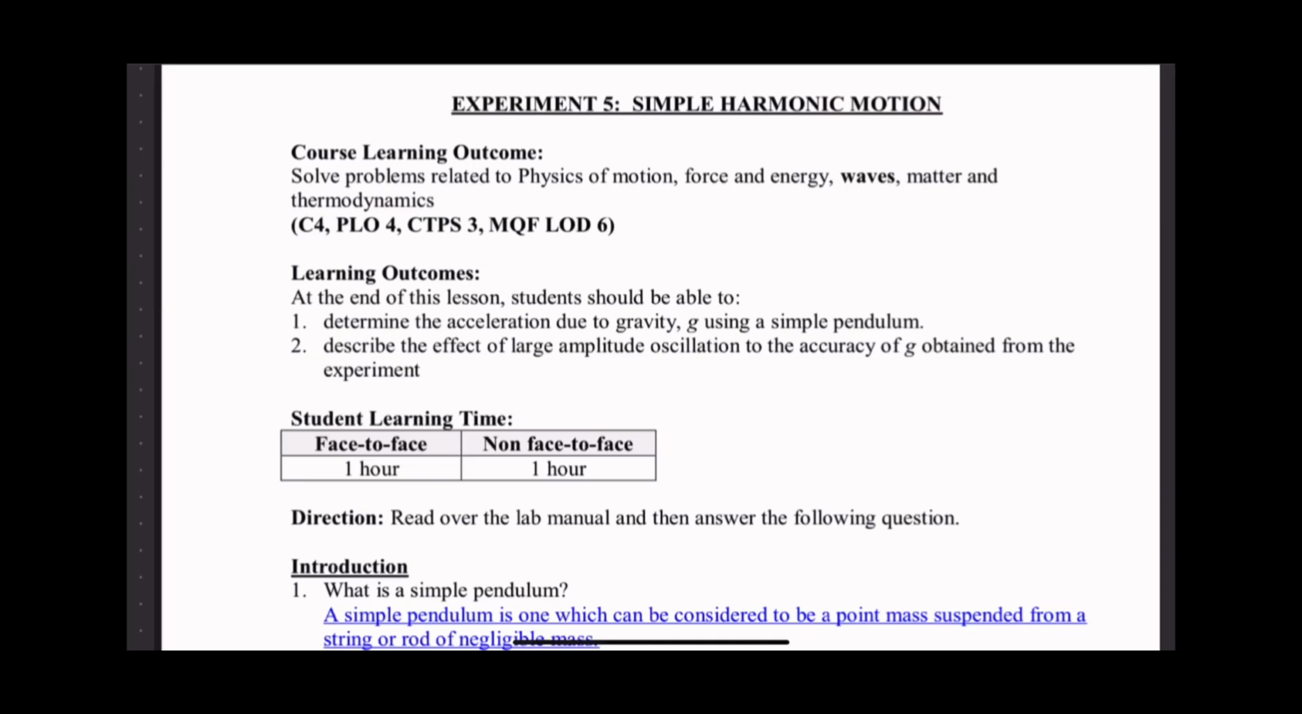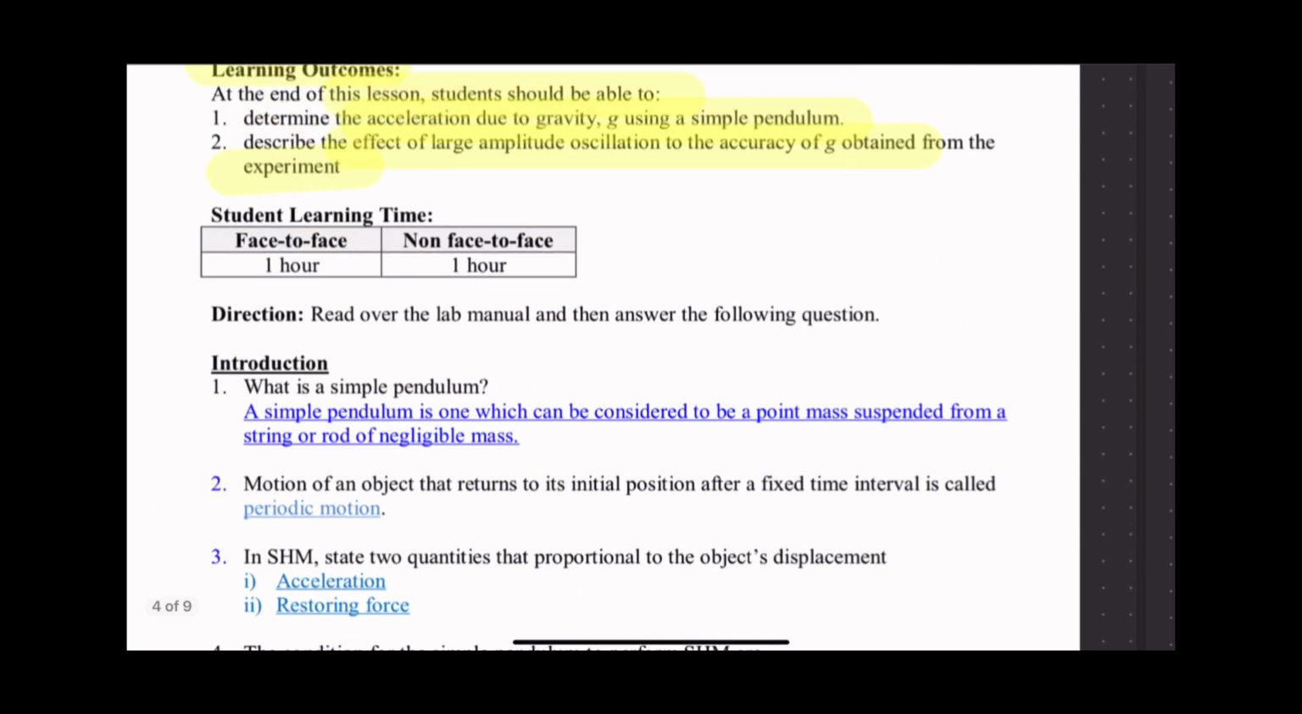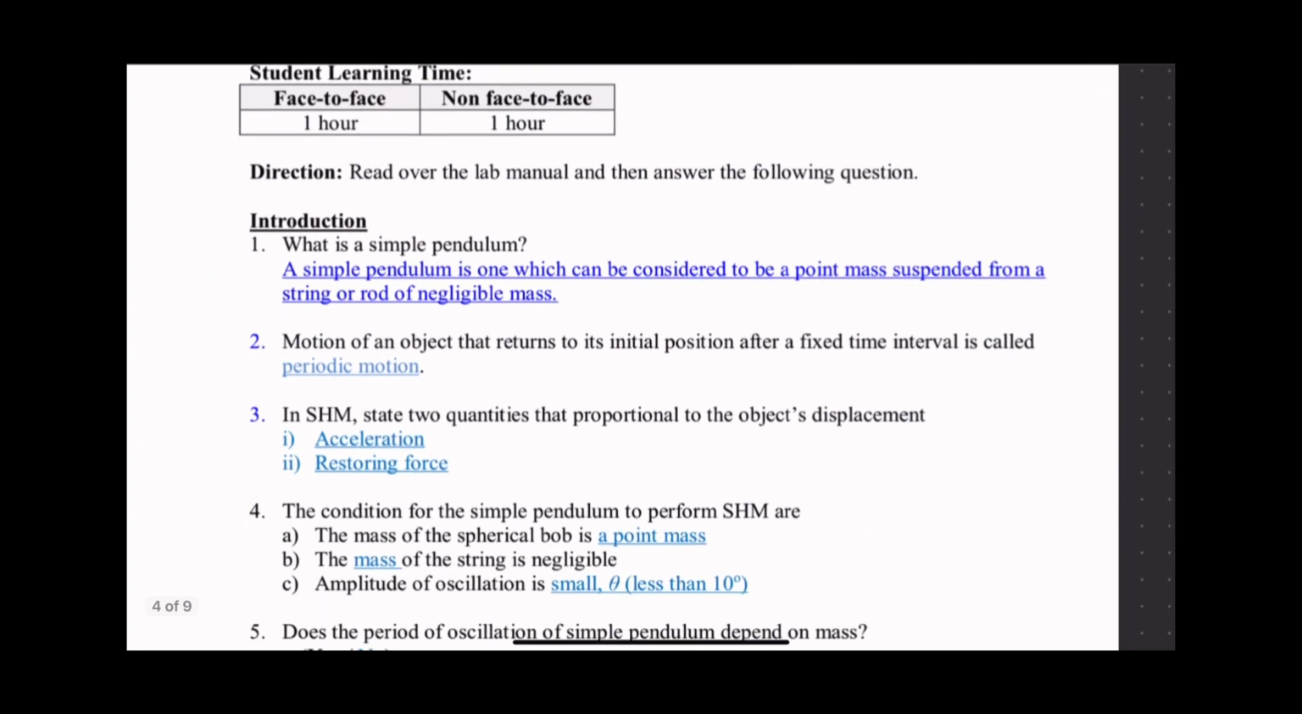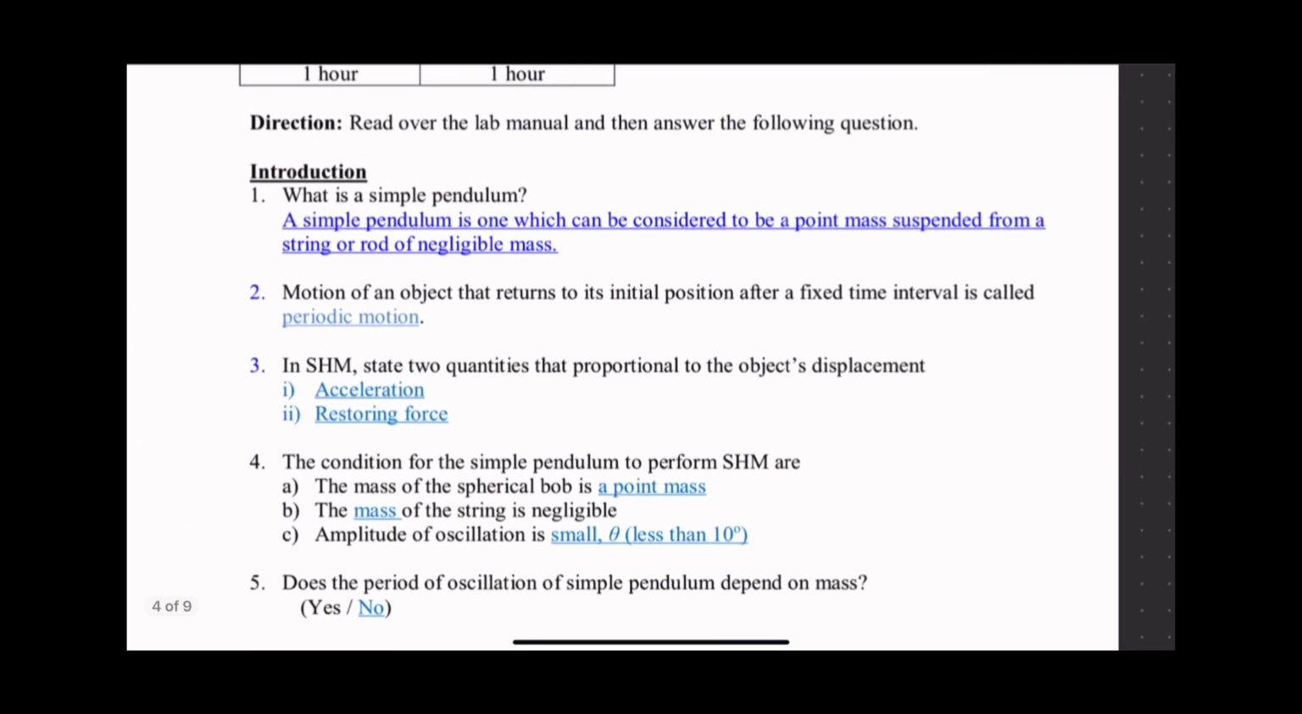This is pre-lab experiment 5, simple harmonic motion. So, learning outcome: at the end of this lesson, students should be able to determine acceleration due to gravity g by using a simple pendulum and describe the effect of large amplitude oscillation to the accuracy of the g obtained from the experiment. Okay. So next is the introduction.